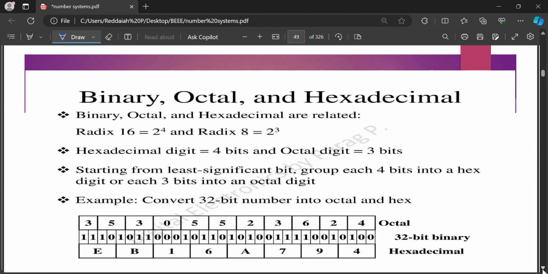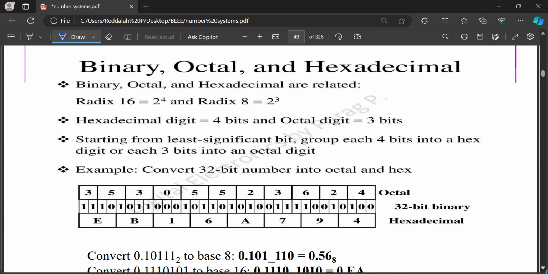Similarly, binary, octal and hexadecimal, you can see this. Binary, octal and hexadecimal are related. Radix 16 is 2 power 4 and radix 8 is 2 cube. A hexadecimal digit is 4 bits and an octal digit is 3 bits. Starting from the least significant bit, which is on the right-hand side, and the MSB is on the left-hand side. It is the most significant bit, meaning higher value, and the other lower value.